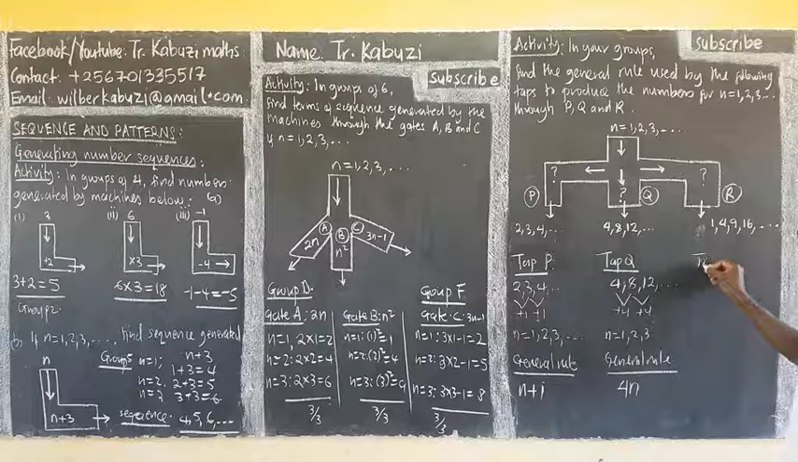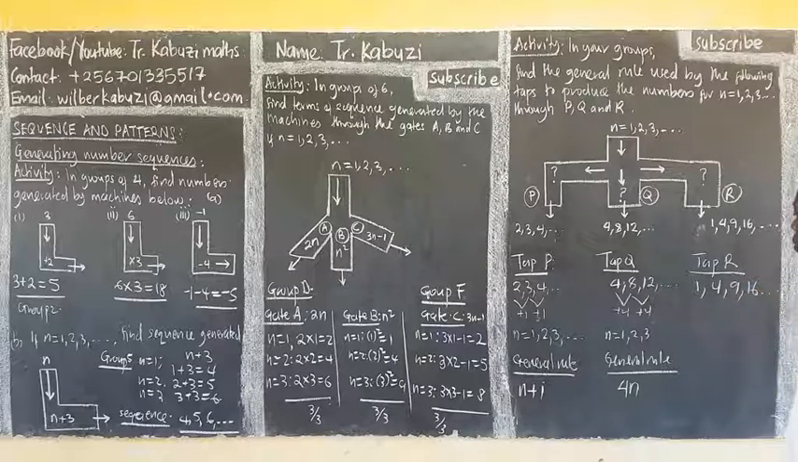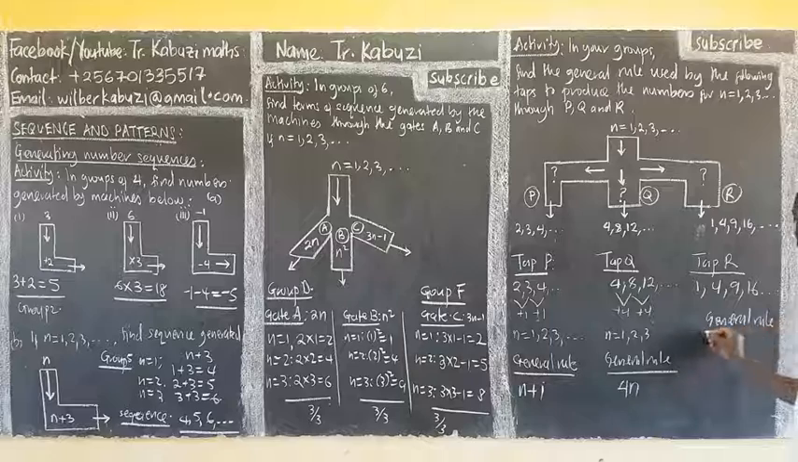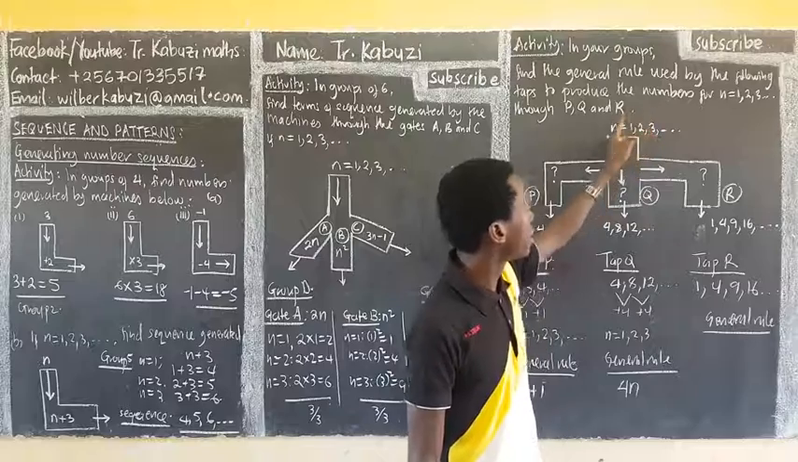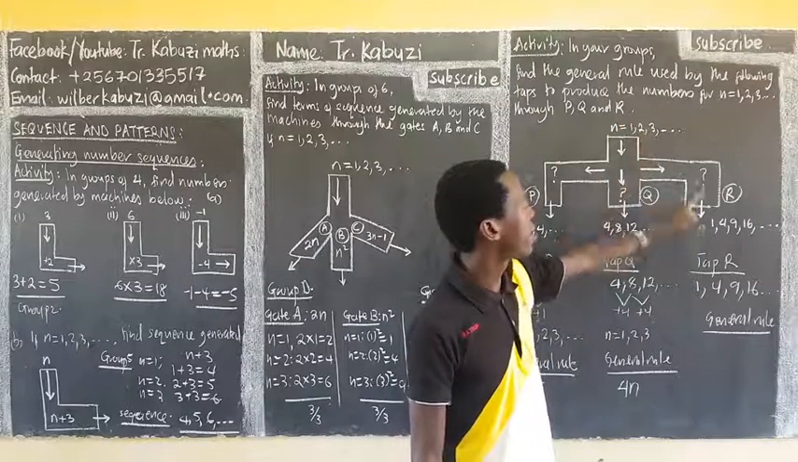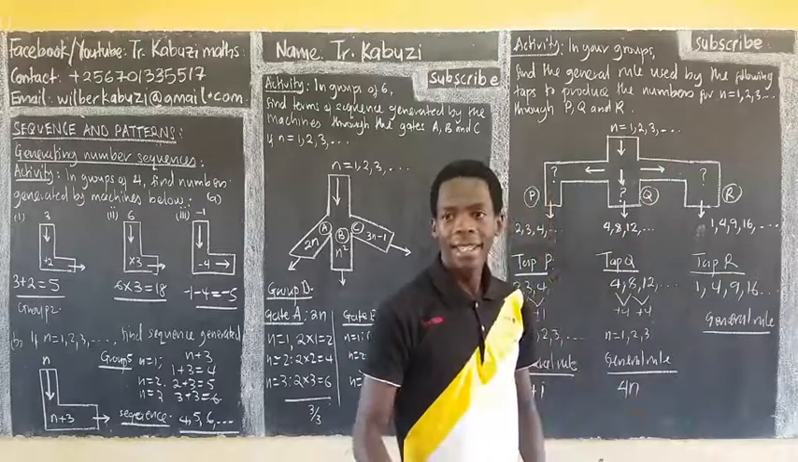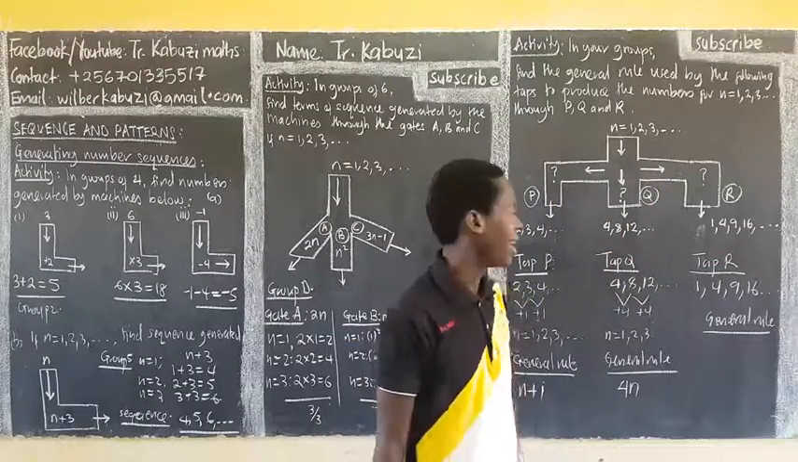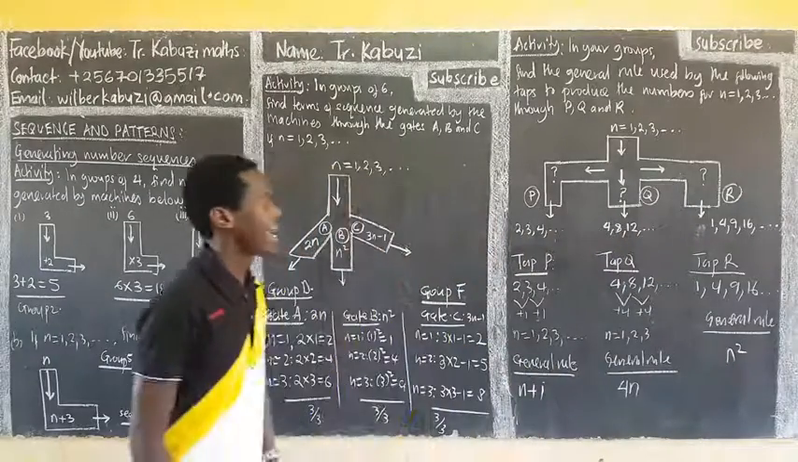So when it comes to tap R, we had 1, 4, 9, 16, and so on. Here, what was the general rule? They never did this one, but it was the easiest. What do you think they are doing? These are the values of n. What do you think they are doing to them? This is 1, here I have 1. This is 2, we have 4. This is 3, we have 9. Yes, they are squaring n. The general rule is n squared. So that's what I expected.